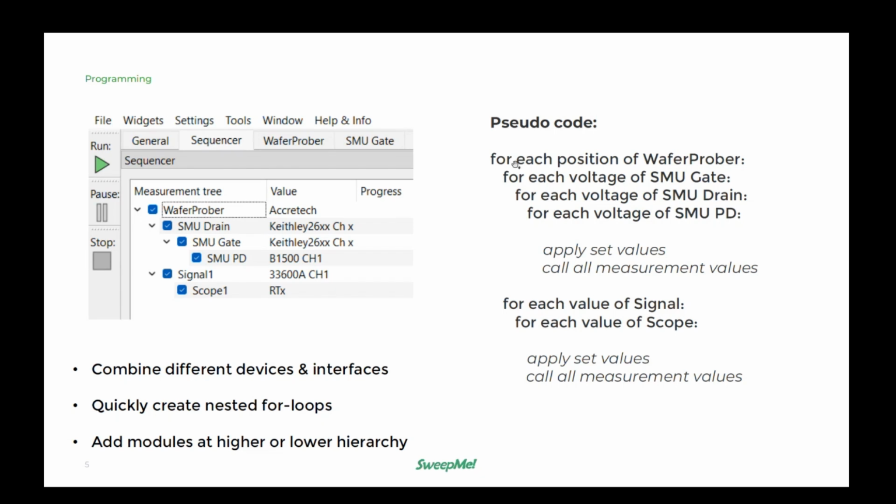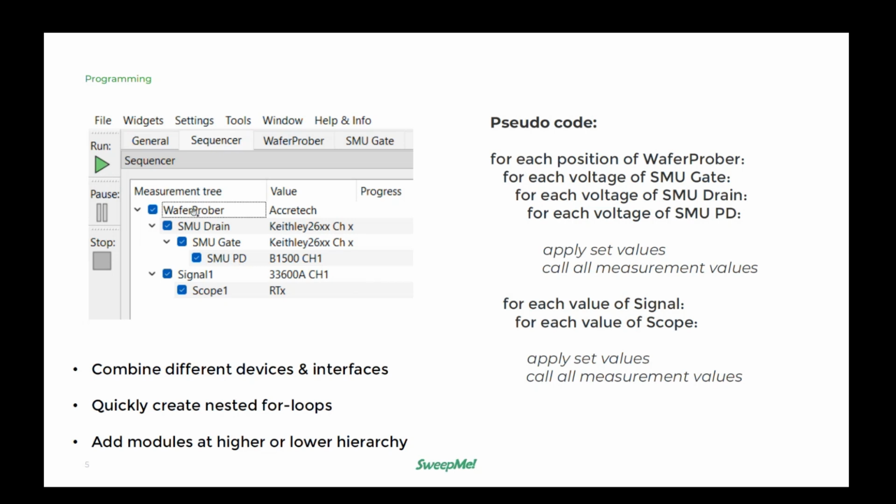So our software is organized in a way to make this very simple, because whenever you nest modules into each other, you automatically create nested for loops. You can see this here in the pseudocode: each module creates a for loop. And for each of the set value combinations that you create, we first set the values for all the modules, and then we call measurement values from all active modules in one branch.